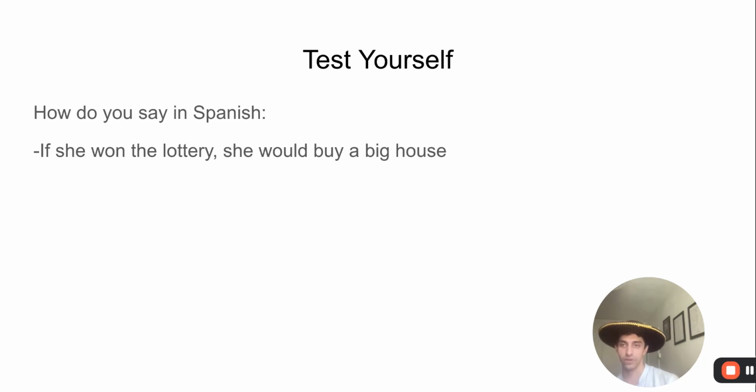So the way I would go about this is look at each of the verbs and try and decide what kind of if clause this is. If it's type 1, type 2, or type 3. Once you've identified that, then conjugate the verbs, put them into the correct forms, and then translate the rest of the sentence into Spanish as well. That's the way I would go about it. But the first step is, of course, knowing or identifying what kind of an if clause this one is. If she won the lottery, she would buy a big house.